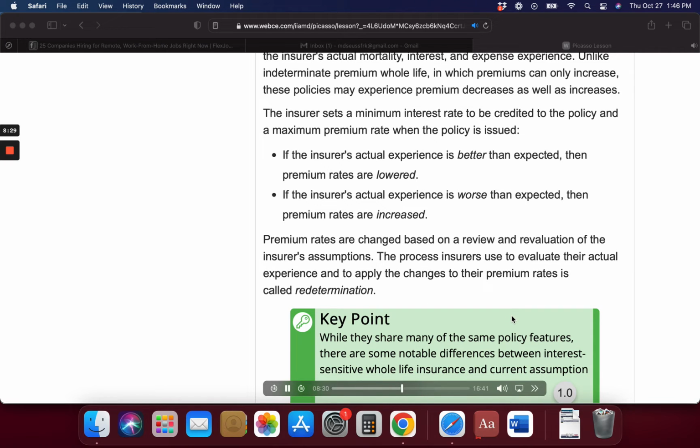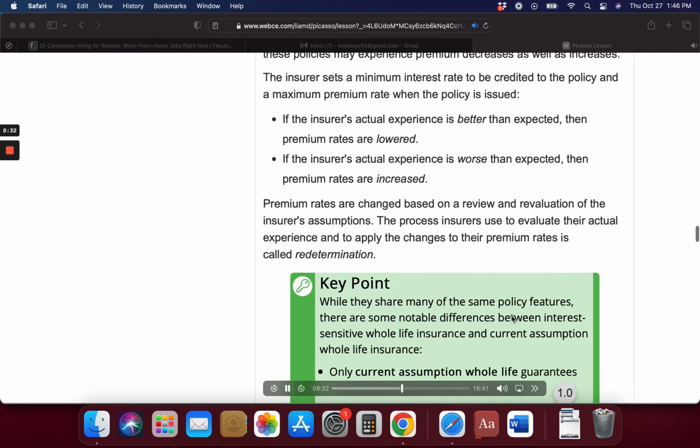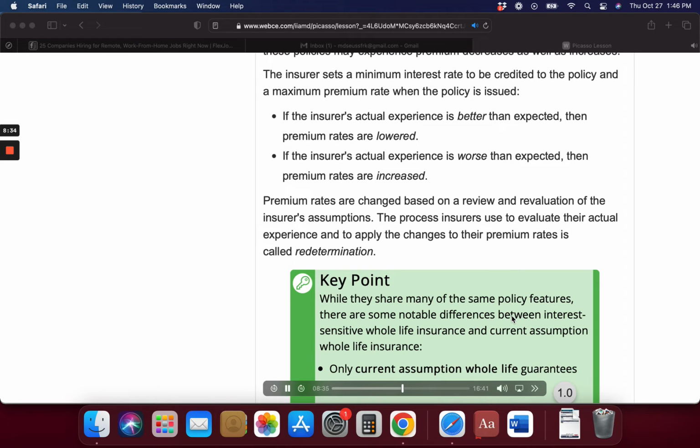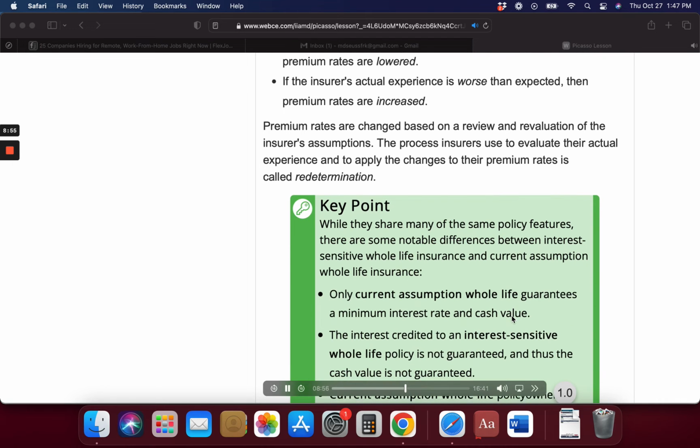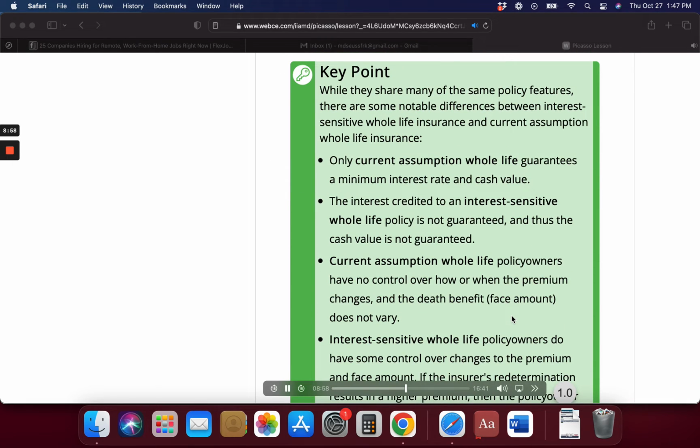If the insurer's actual experience is better than expected, then premium rates are lowered. If the insurer's actual experience is worse than expected, then premium rates are increased. Premium rates are changed based on a review and revaluation of the insurer's assumptions. The process insurers use to evaluate their actual experience and to apply the changes to their premium rates is called redetermination.